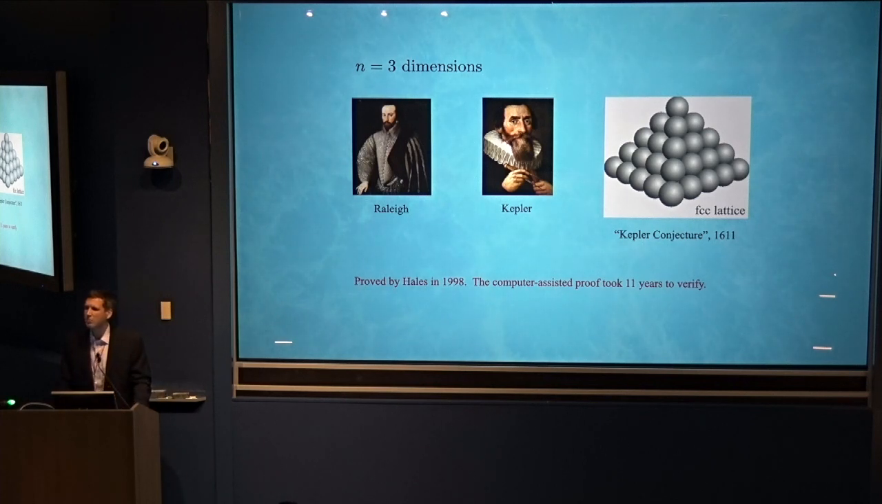Mathematicians started studying this problem in earnest maybe 150 years ago and made progress over the years, but it turned out to be an incredibly difficult problem. It wasn't solved until a proof by Hales in 1998. This proof was a real tour de force: it's hundreds of pages long, and that's just the part you can read. There's a computer-assisted part, involving computer calculations in addition to the written part of the proof. That computer-assisted proof is now accepted, but it took 11 years just to verify. It's an extremely complicated argument with a lot of computation involved.